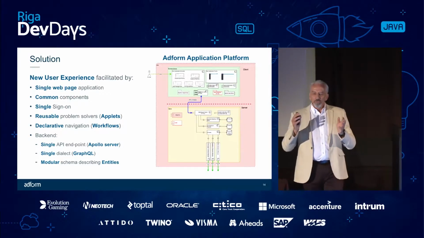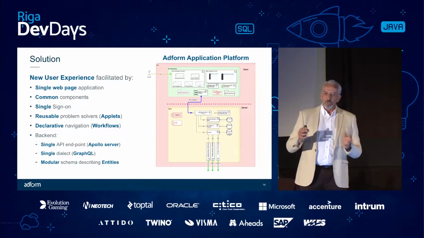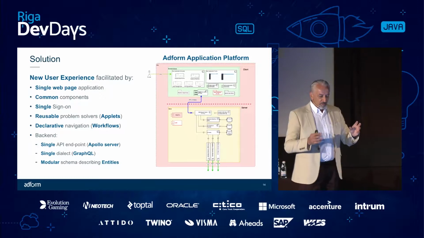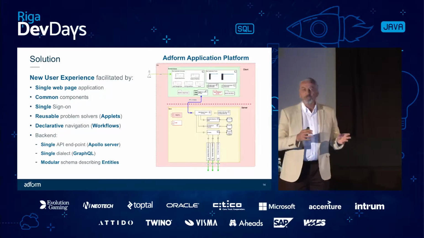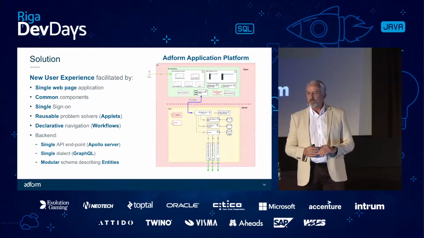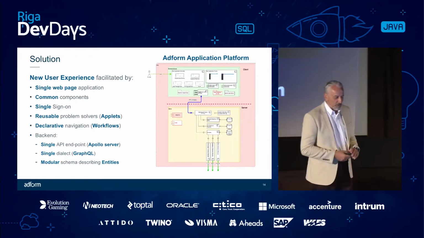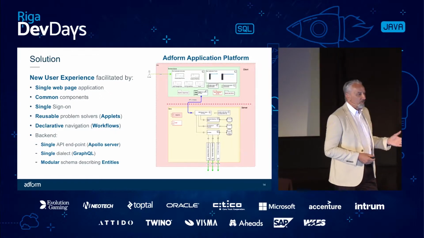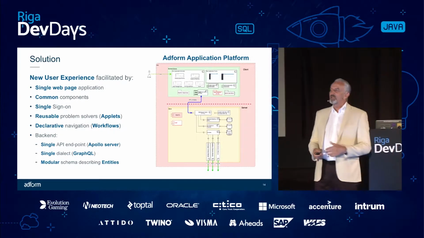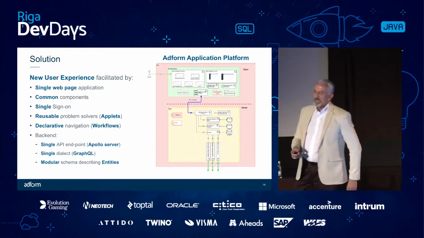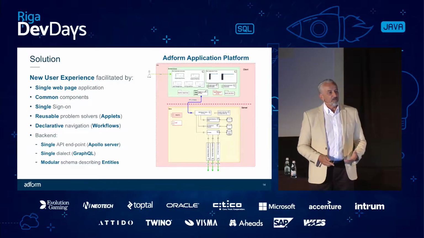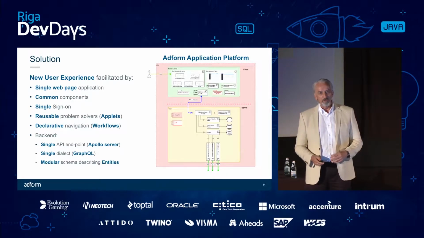Divide the work up into reusable problem solvers that we call applets. I'll explain those in a minute. Divide the navigation, or the user navigation, up into a declarative component that I call a workflow. I'll explain that in a few minutes. And then on the back end, we wanted to hide the complexity of our 400 APIs into a single endpoint using a single dialect. So we selected GraphQL and we're using the Apollo server to do that.